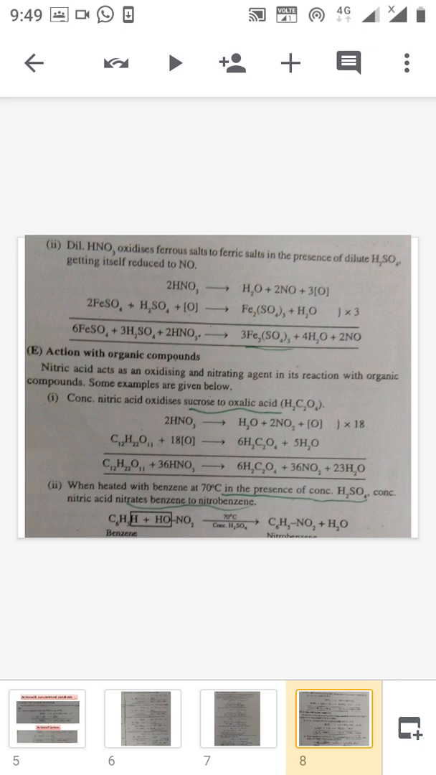So we can see that the nitric acid reacts with the majority of even the non-reactive compounds or metals, like gold, platinum, and benzene. Also in organic chemistry benzene is used as a solvent, but even then it reacts with the nitric acid. Thank you.